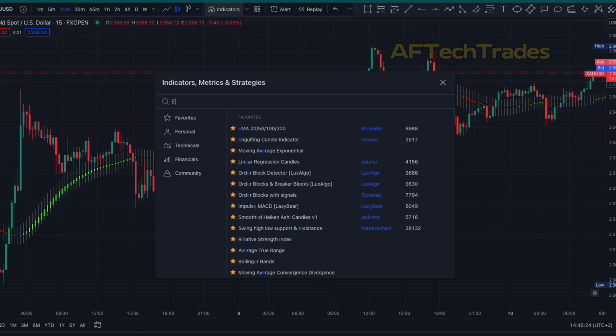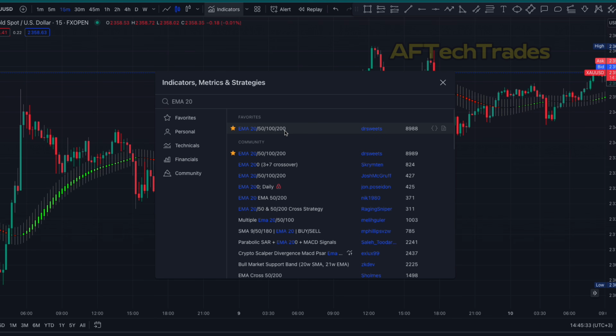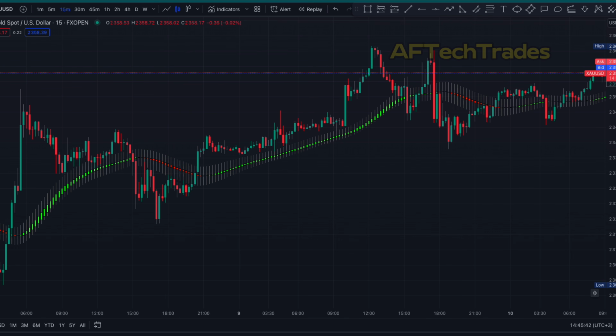Once you put EMA 220, you put 20. So you see this particular one will come up, by Dr. Sweets. So this is the one we'll be selecting. You click on it, you add it to your indicator list.